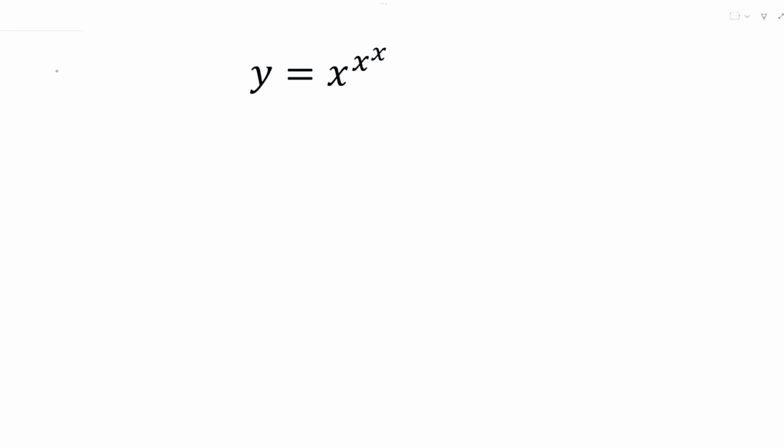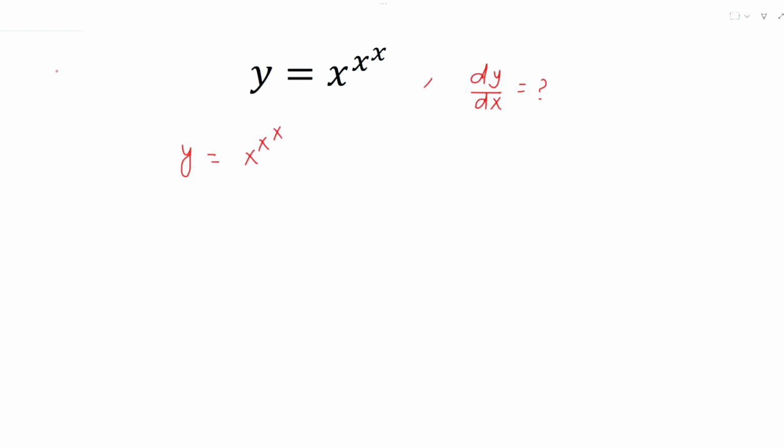Hi everyone, here it is given that y equals x to the power x to the power x, and we have to find the value of dy by dx. So let's start how to solve. Here it is given that y equals x to the power x to the power x.